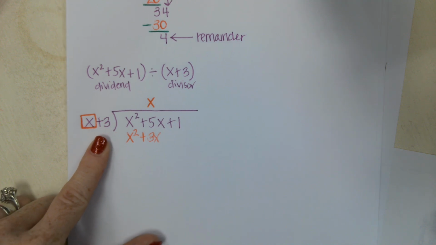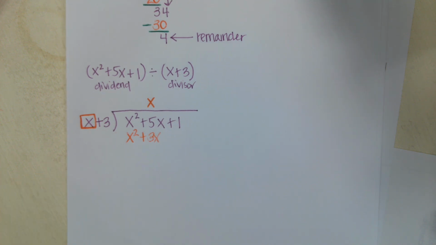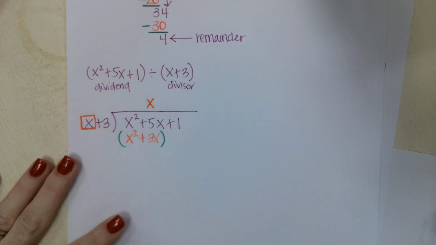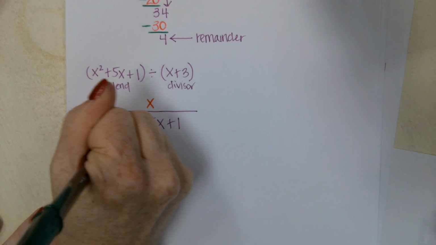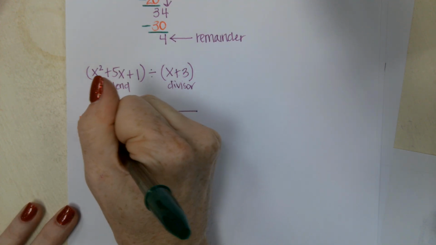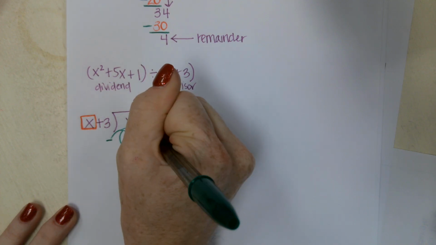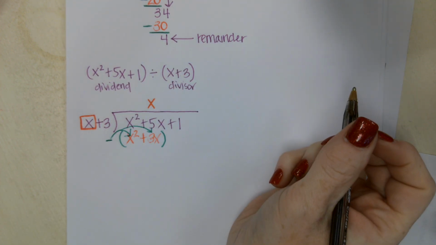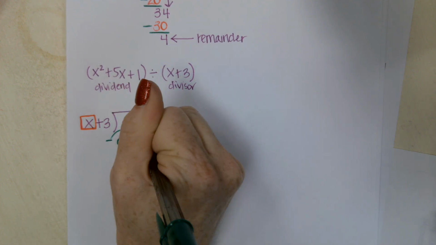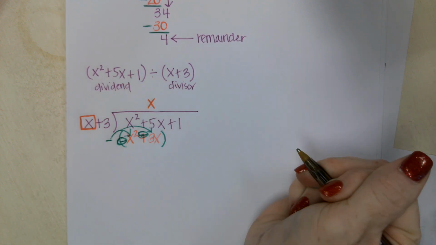Okay? Now, what did I do when I did the 5 times 2 and I got 10? What did I come through and do with that 10? You subtracted it, okay? So right here, what I want you to think of is that you are subtracting this entire polynomial. What that does, if I distribute this negative, is change my signs, okay? So this becomes negative x squared, and this becomes negative 3x.